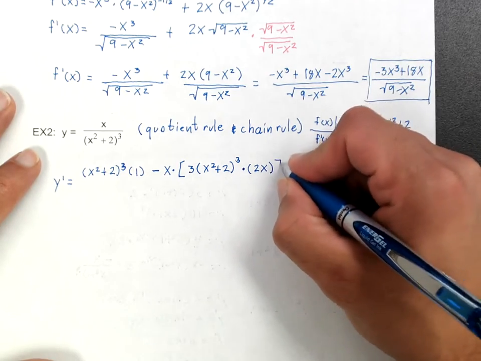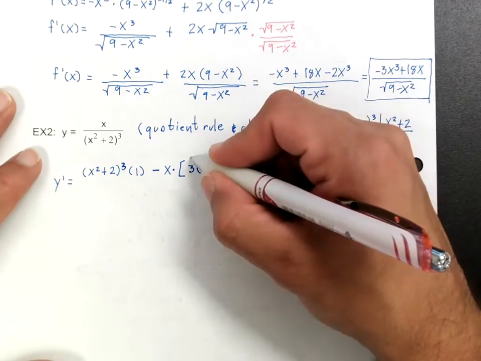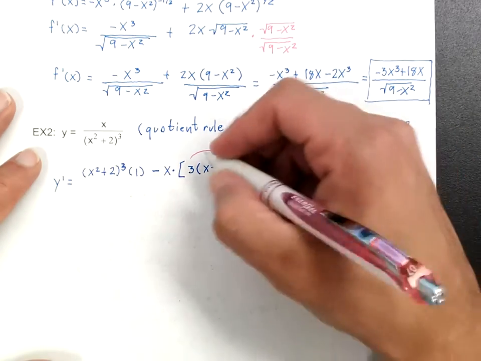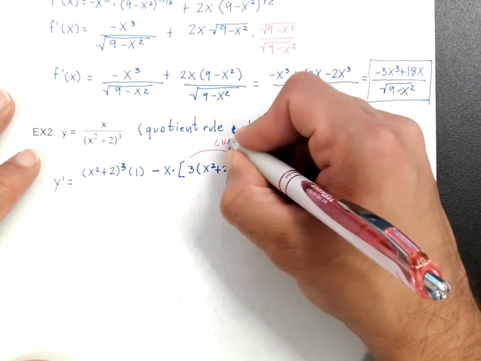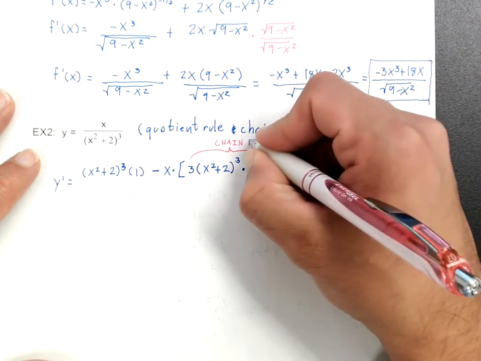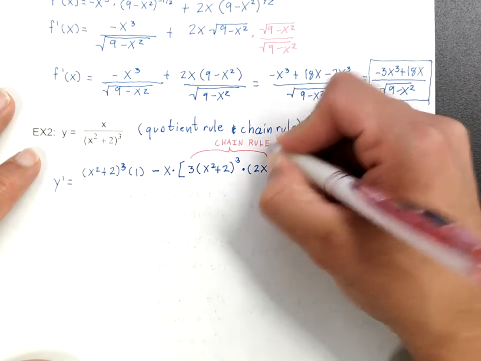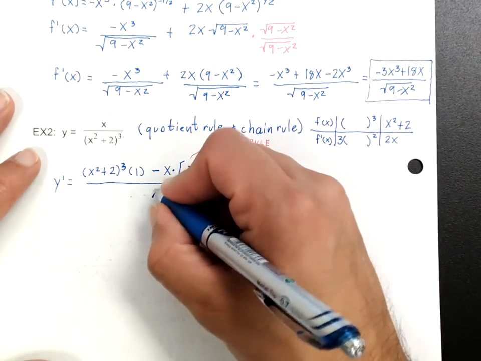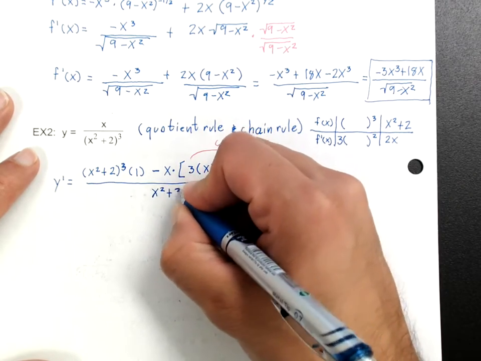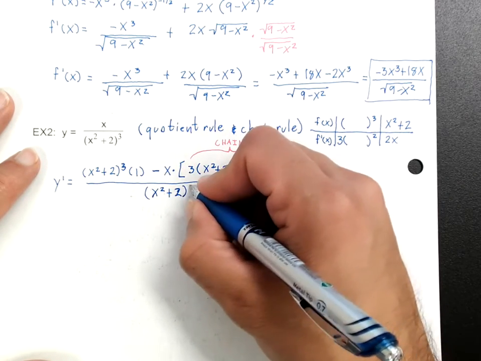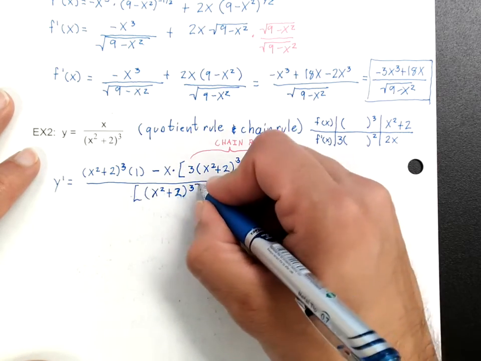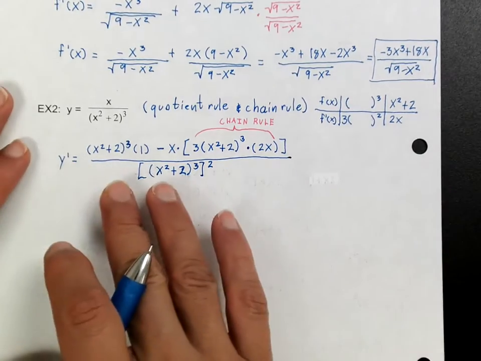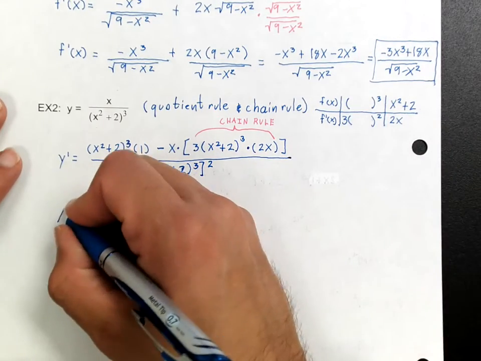Now don't forget that this little piece right here, I had to do that to take the derivative of the low, so I had to use the chain rule. And then now over the low, and I have to square that. Now I'm going to have to distribute all this stuff and simplify as much as I can.